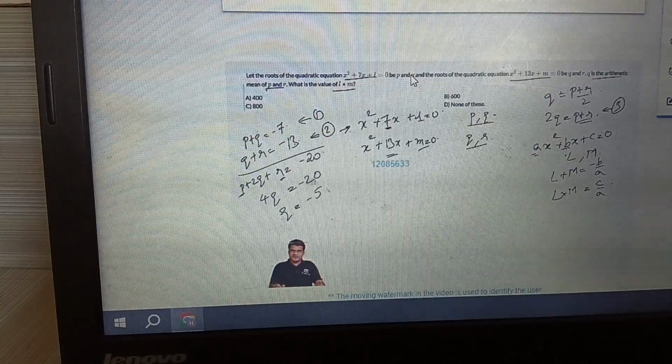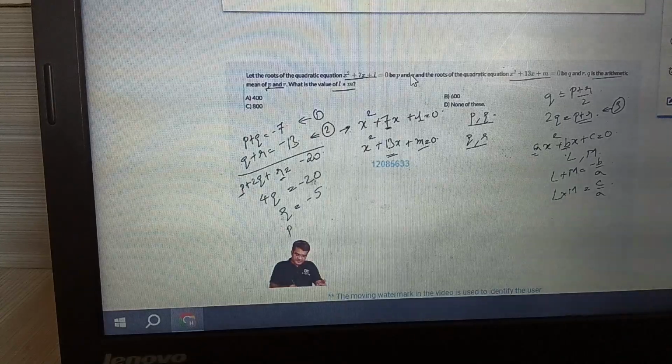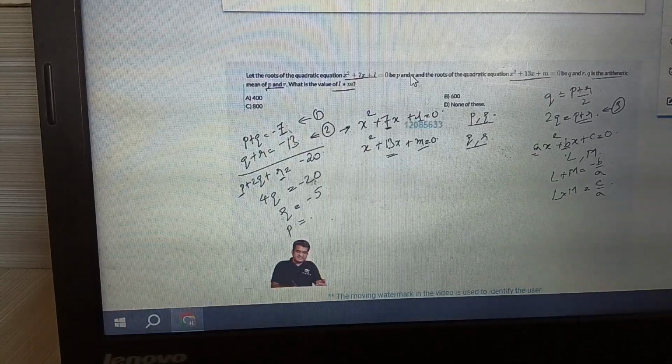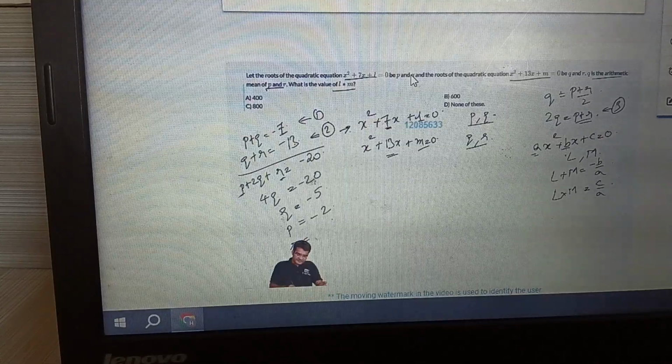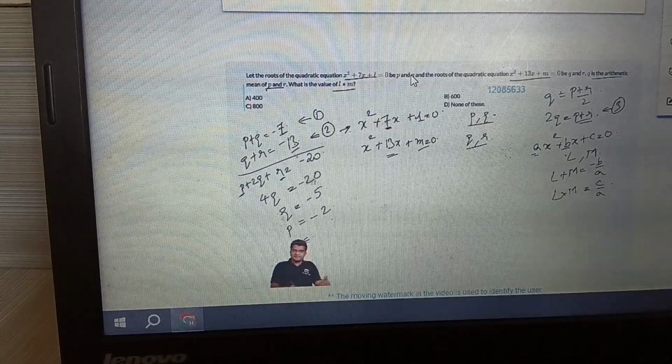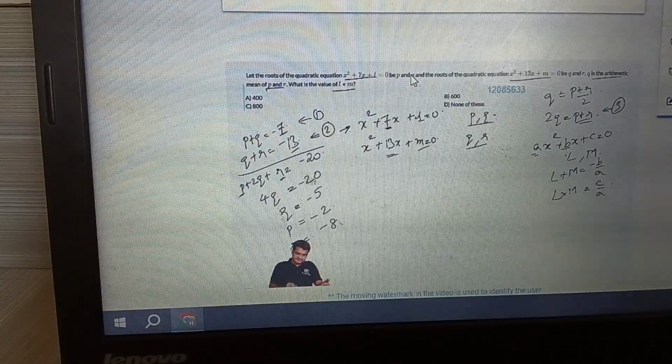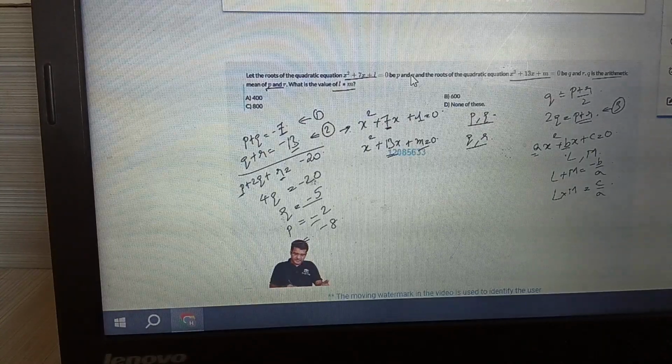If Q is equal to minus 5, what is the value of P? P will equal minus 7 plus 5, so this will equal minus 2. And what will the value of R be? It will be minus 13 plus 5, which is equal to minus 8. So now you know the value of P, Q and R.